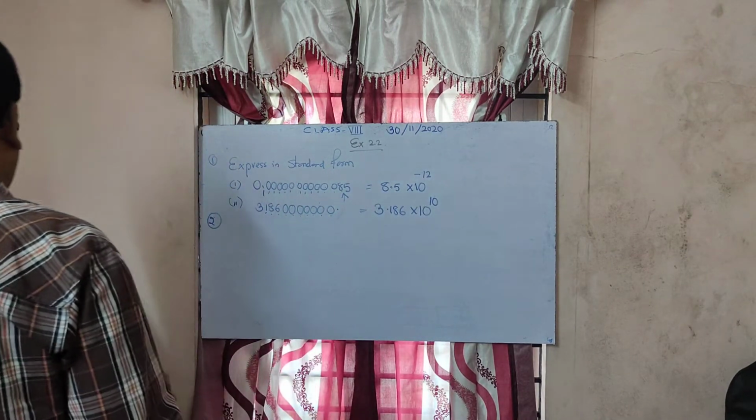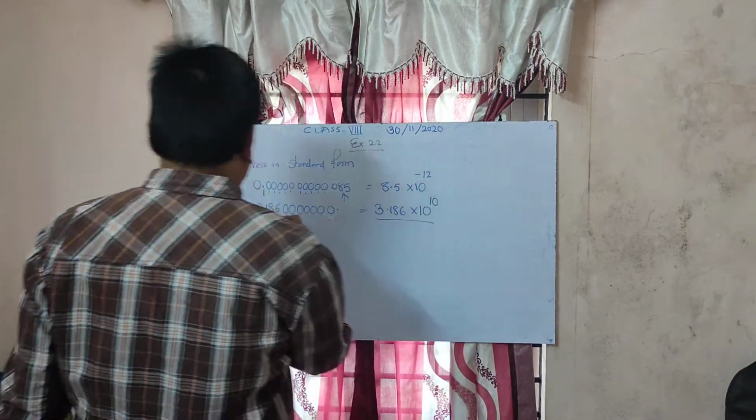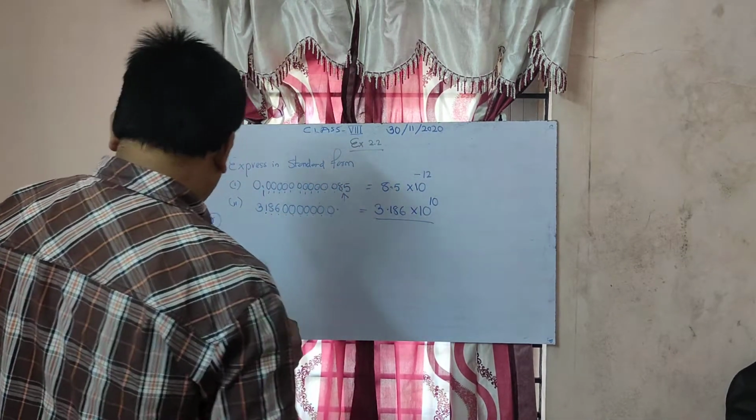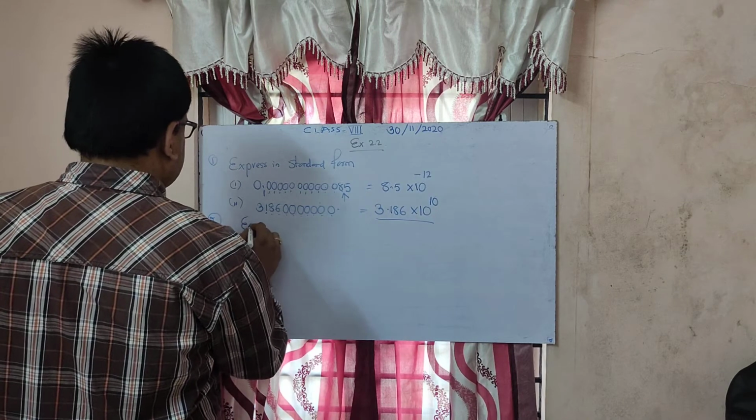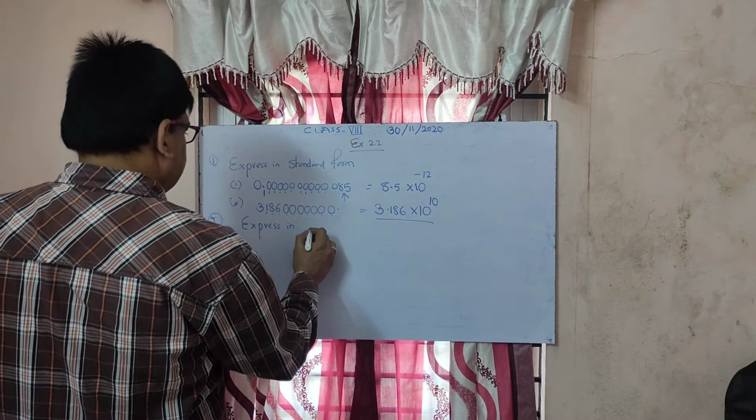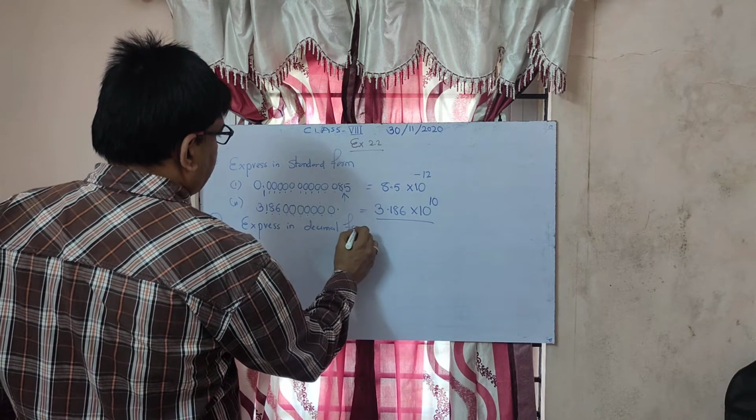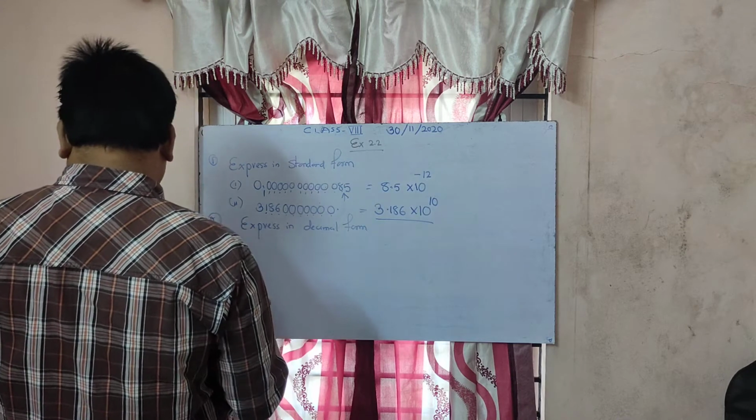Express in decimal form. Now they will give it like this, and you have to write it like this. Okay now. Express in decimal form. What is the first question?